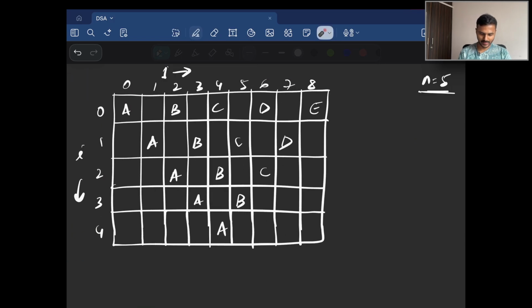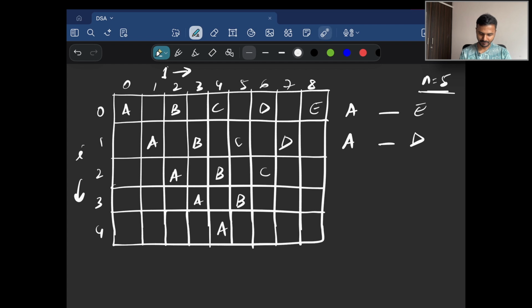Okay, so let's take a look at the first row. What are we supposed to print in the first row? A, B, C, D, and E. So we're printing from A all the way up to E. Then what are we supposed to print in the second row? We're supposed to print from A all the way up to D. Then in the third row, we're supposed to print from A all the way up to C, then from A all the way up to B, and lastly from A all the way up to A, right?